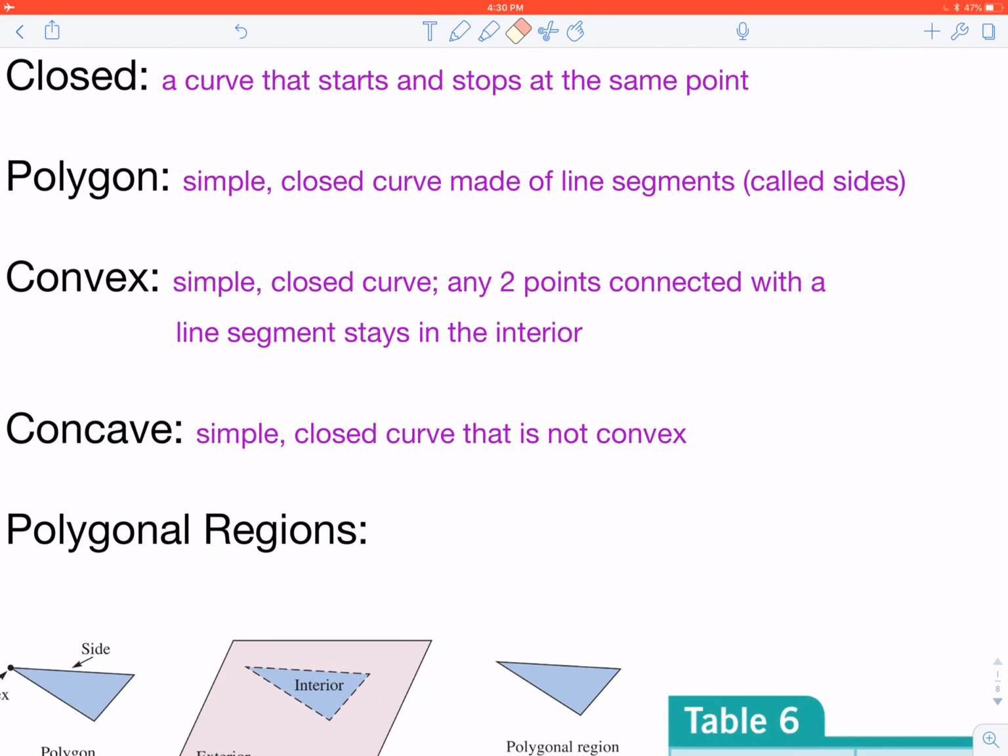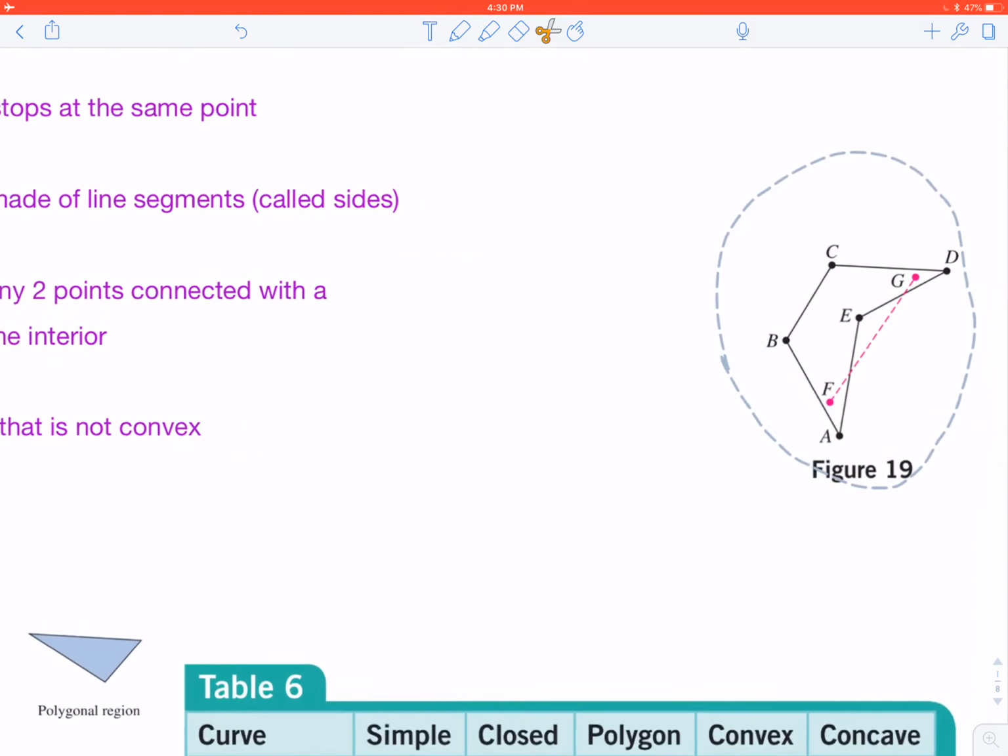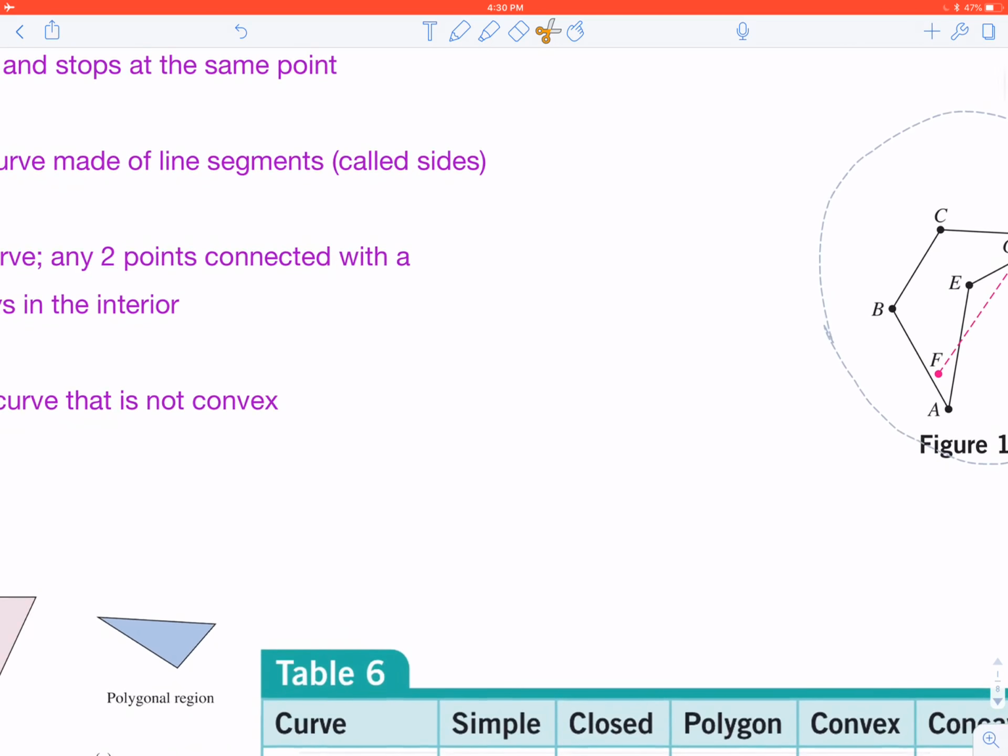Concave, however, is simple and closed, and it's not convex. So I have an example over here. I've already directed your attention to it on the right, and you'll notice that I've chosen 2 points on the inside, point F and point G, but when I connect them with a line segment, it goes outside of my simple closed curve. So this is where it is concave.